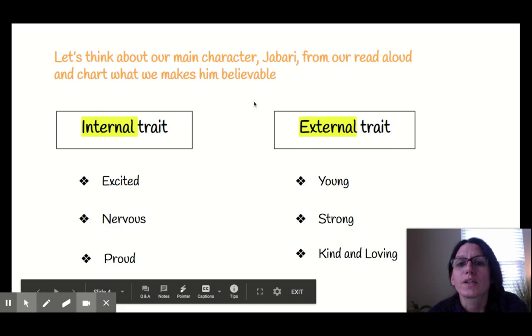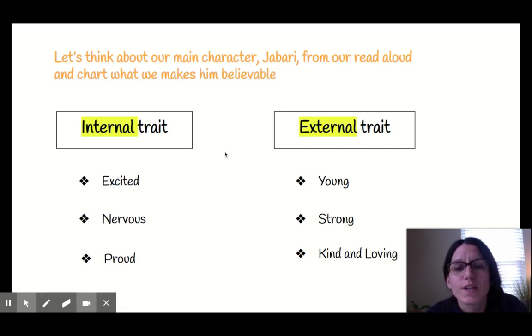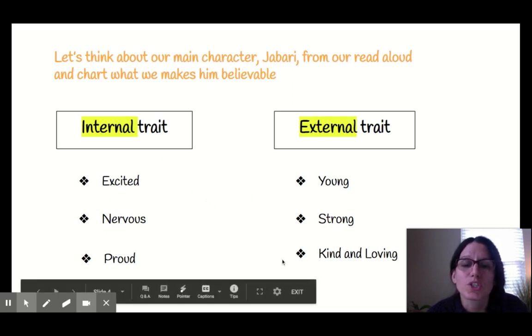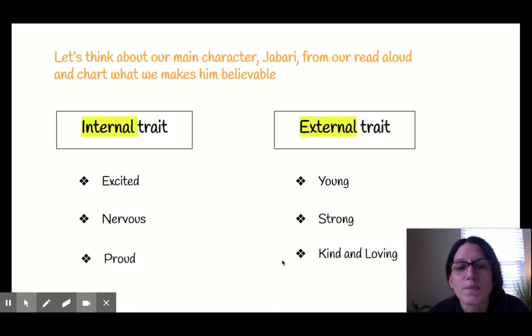So let's take a look. If we thought of Jabari, our friend Jabari is really helping us out a lot in the last couple of days. So, some internal traits I thought of were that he was excited, nervous, and proud, right? He was feeling all of those things inside. But on the outside, he was young and strong. And I put kind and loving there because I also feel that his gestures show that he is kind, so his actions. So I want you to think, you're going to be thinking about this. I gave you a chart just like this, which I'll show you, where you're going to think about some internal and external traits of your main character.